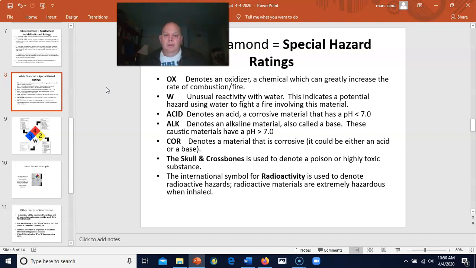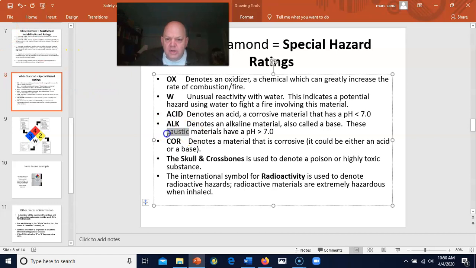Now, ALK also tells us it's an alkaline material, also known as a base. These caustic materials have a pH of greater than 7.0. Now, when you see that word, caustic, it means that it's going to cause you harm. It's going to do something to your skin. So bases, again, you could look at drain opener. That's a wonderful base.